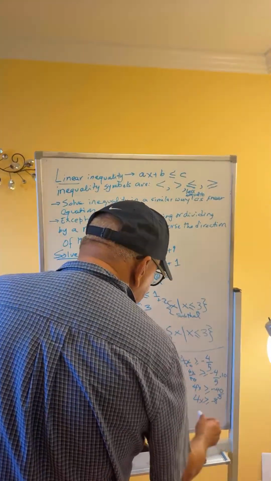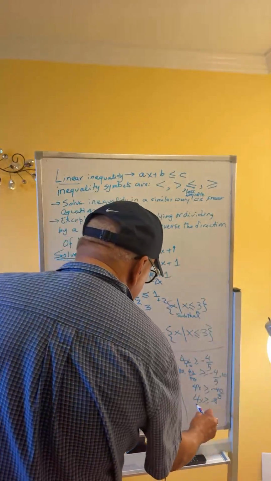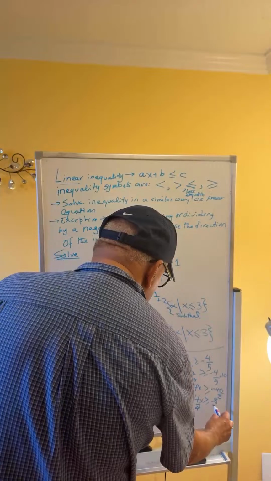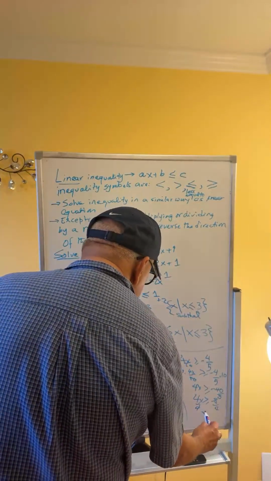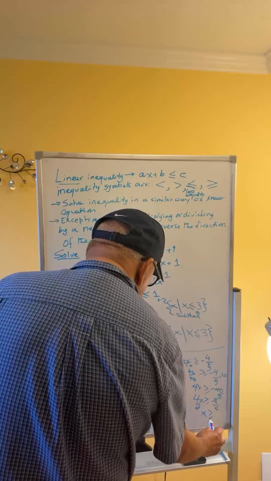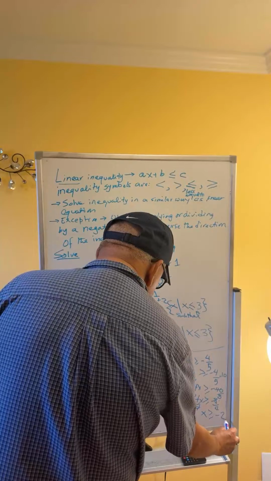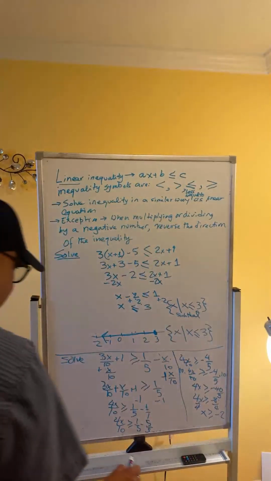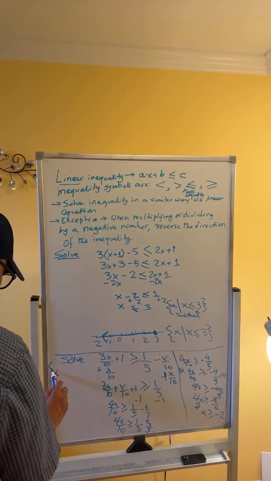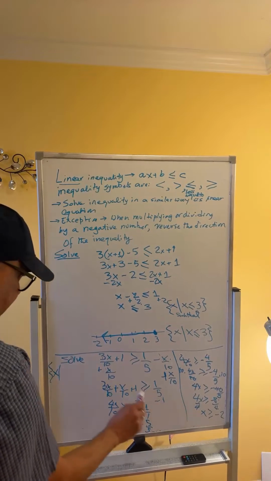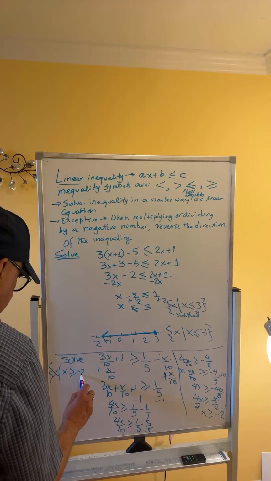Okay, now of course I have to remove the 4. 4 times x, the opposite is division. So x becomes greater equal to minus 8 divided by 4, which is minus 2. So the solution is of course the set of numbers x such that x is greater equal to minus 2.